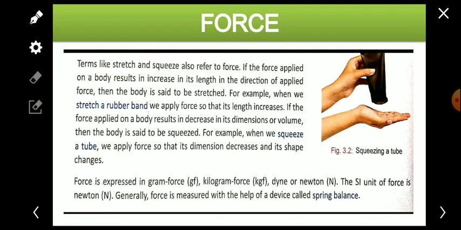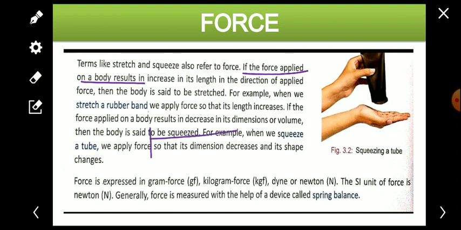Now terms like stretch and squeeze also refer to force. If the force applied on a body results in an increase in its length, in the direction of the applied force, then the body is said to be stretched. Suppose the force is applied on a body and because of that force the length of the object increases, then it is said that the body has been stretched.